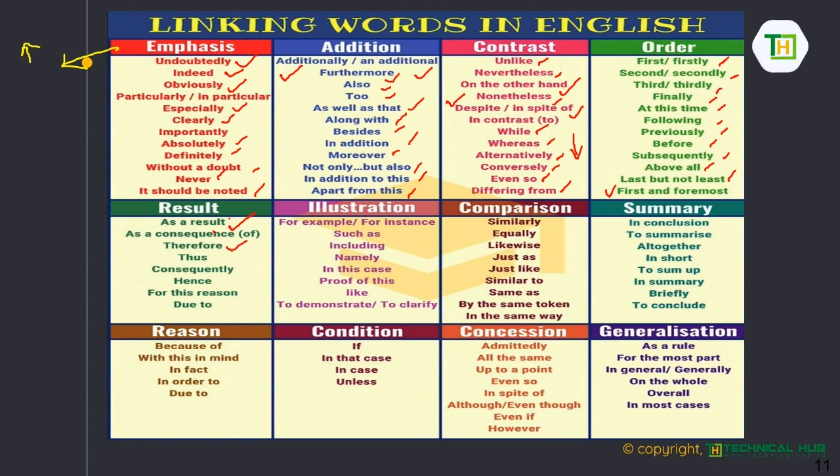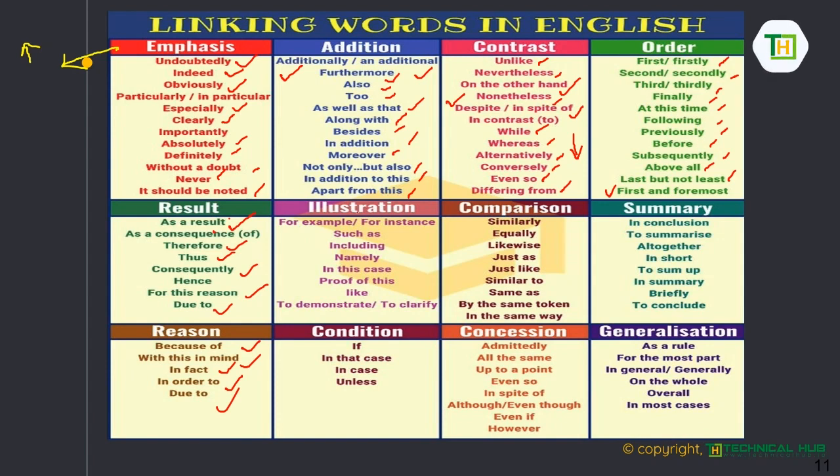Okay, thus. Okay, then consequently, just before we have got one sentence. What is that sentence? I worked hard, so I got 100 marks or something. One sentence we found. Okay, for this reason. Okay, due to this, like that also you can say reason. Try to remember karanam, reason: because of, with this in mind. Then in fact, in order to, due to. See, due to came two times.